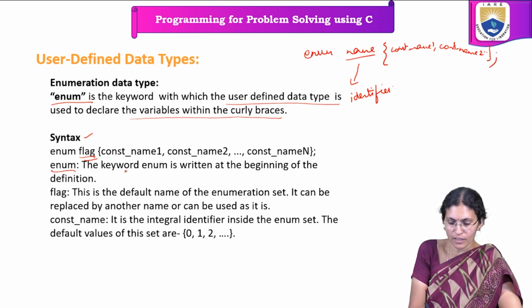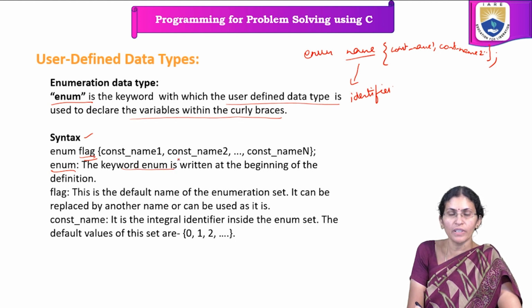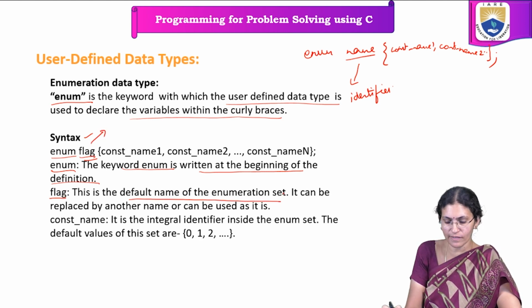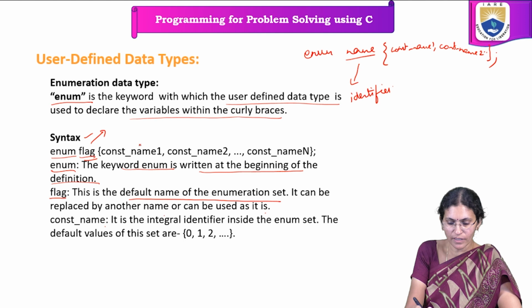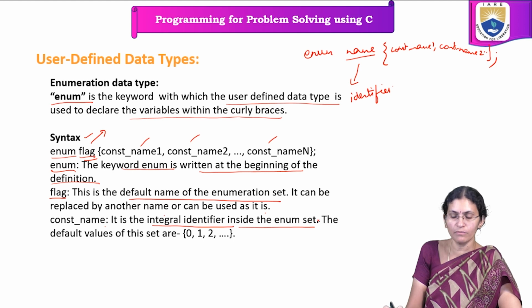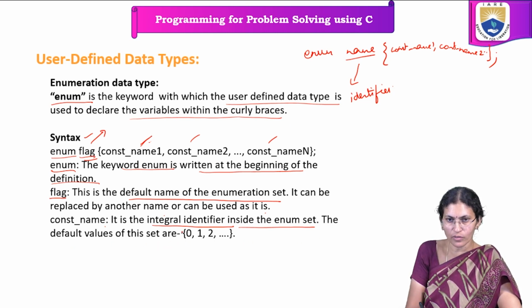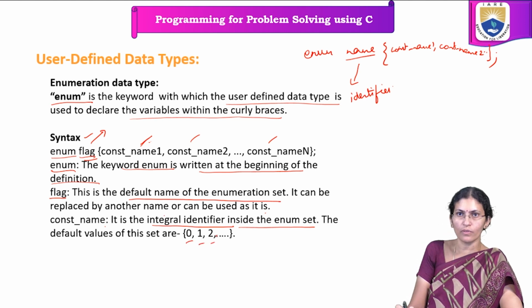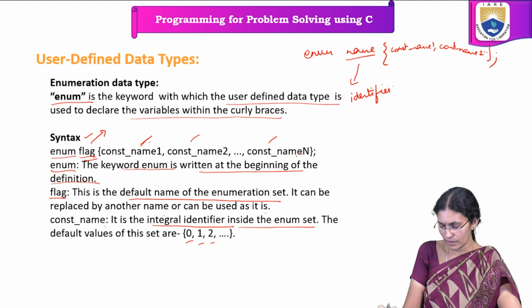Here enum is the keyword. In order to declare an enumerated data type, we have to use the keyword enum. This is written at the beginning of the definition. Next to enum, the flag is the identifier, or name given to the enumeration set. It can be replaced by another name or can be used as it is. Inside this we have constant name 1, 2 and so on. It is an integral identifier inside the enum set. If you don't assign any values to these constants, by default the compiler will assign the values 0, 1, 2, and so on, depending upon the number of constants we have given here.